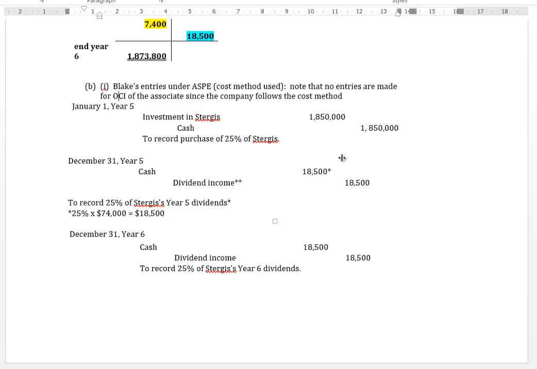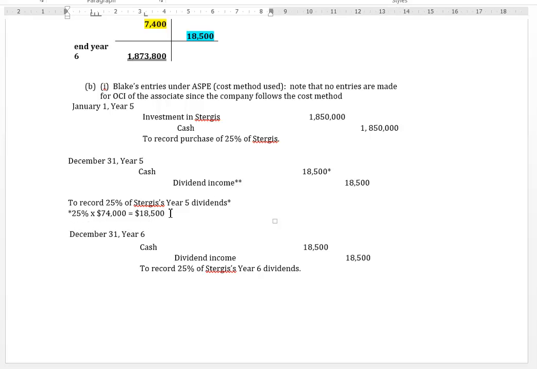Notice we don't take in our pro rata share of the DO or any OCI, because that's under the cost method. We don't do that. It's not done that way. The investment stays at cost. But notice, with the dividend, we record it the way you would have seen it in previous courses: a debit to cash and a credit to dividend income. Again, we can't affect the investment in Sturgis account because it stays at cost. So, we're going to credit dividend income. And again, how did we get it?